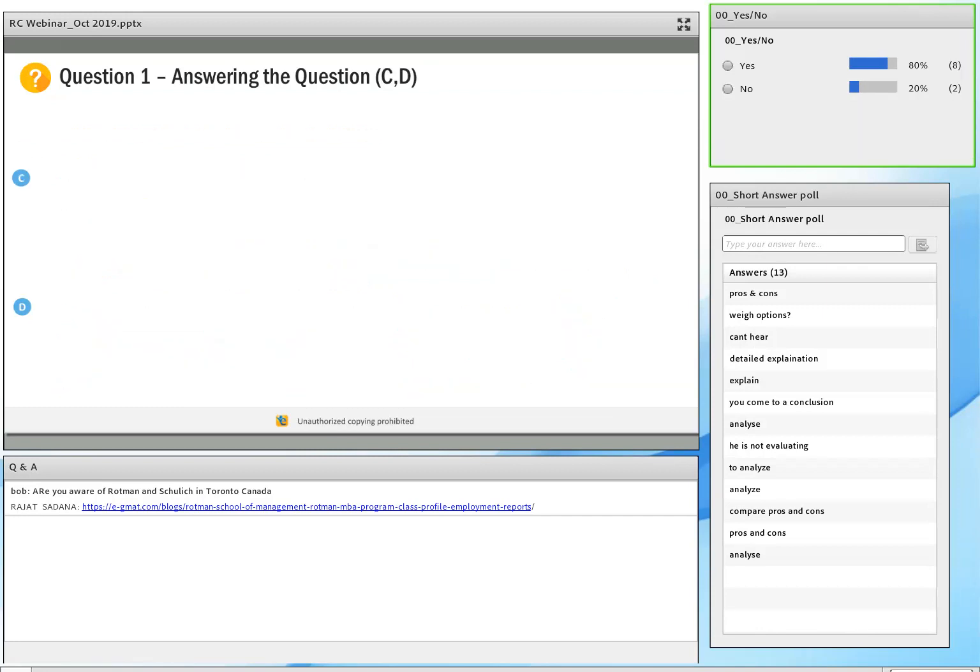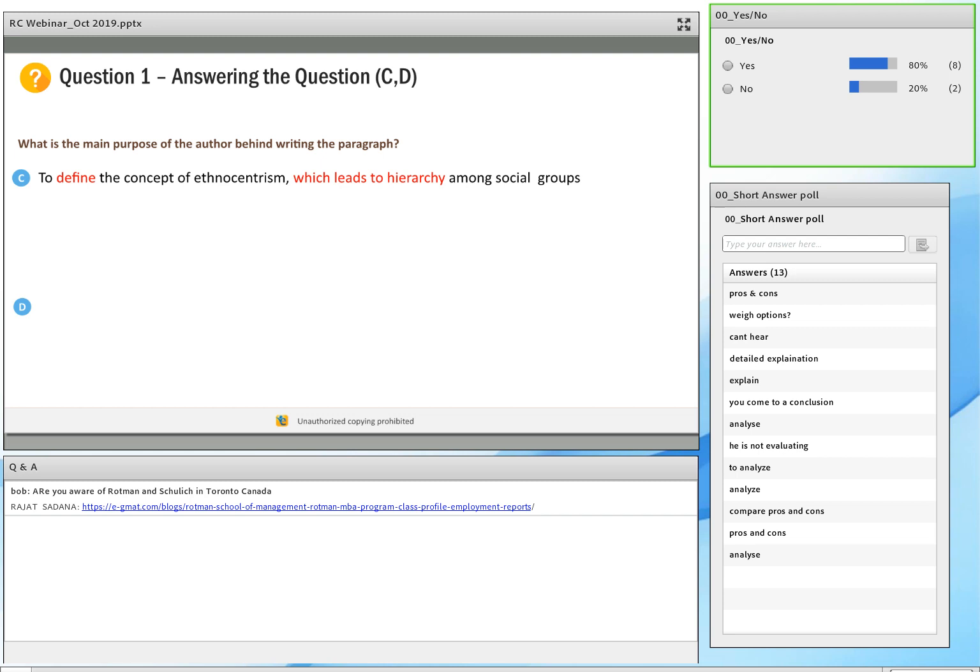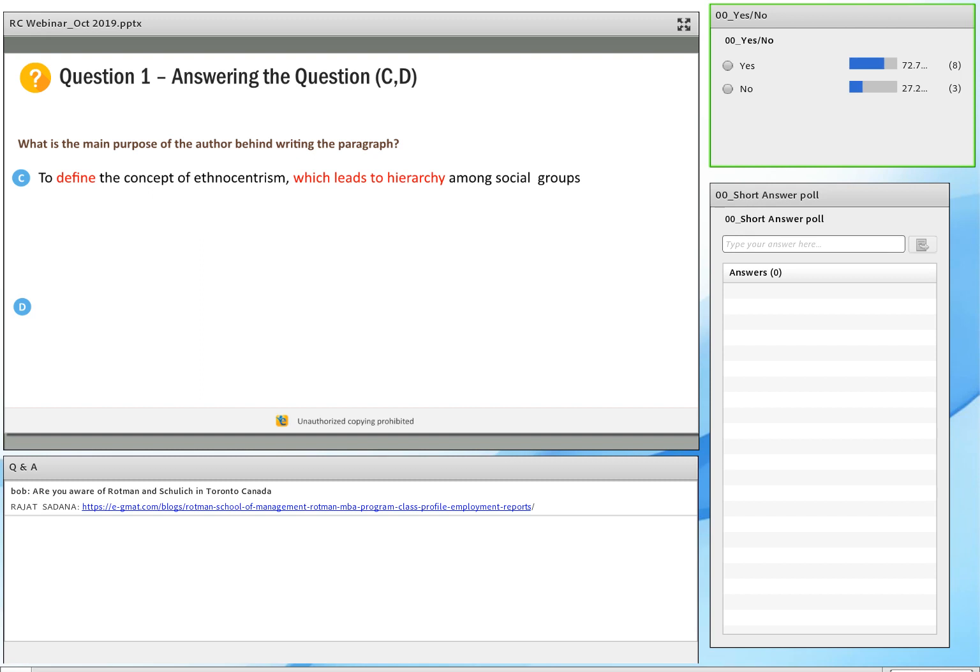Okay, now let's take a look at choice C. Choice C was selected by about a quarter of the class. So, to define the concept of ethnocentrism which leads to hierarchy among social groups. Now tell me one thing. We saw these 3 key points from the passage, right? Now, if you were to define, I understand that the word definition exists in the passage, right?